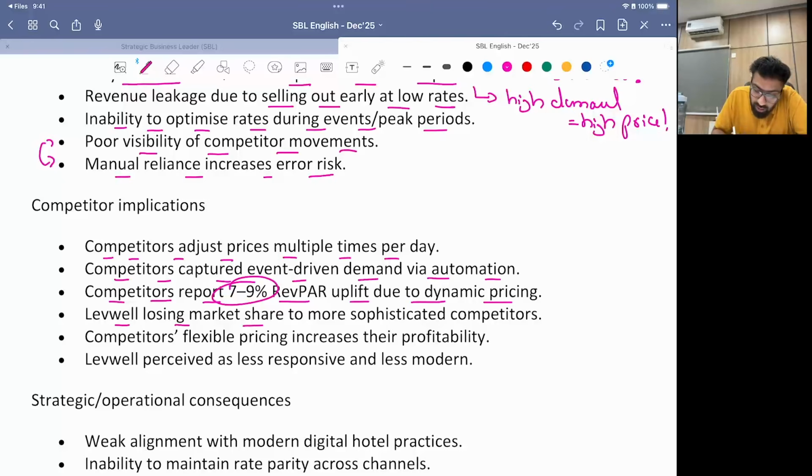Levwell is losing market share to more sophisticated competitors. Competitors' flexible pricing increases their profitability. Levwell is perceived as less responsive and less modern, right? The thing is, sir, we are doing public welfare, but you are a business to earn, not a welfare business, right? Think of it. So this is the competitive implications.